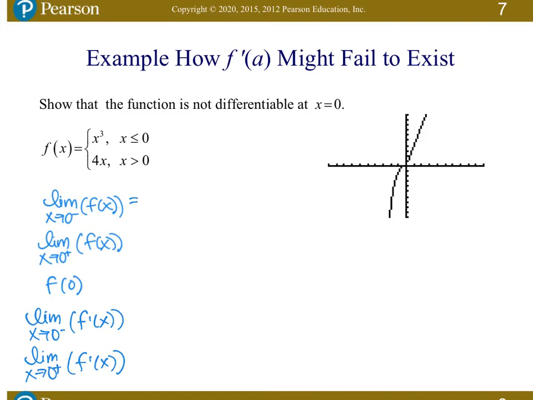All right, so let's go back to the original limit. I'll be using x cubed, and so this would be 0 to the left cubed, which is still 0 to the left. For the right limit, I'll have 4 times 0 plus, which is 0 plus. So those two things are both approaching 0. And f of 0 is 0 cubed exactly. So we say that this is continuous.